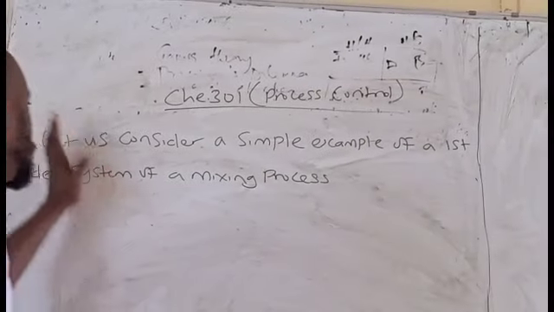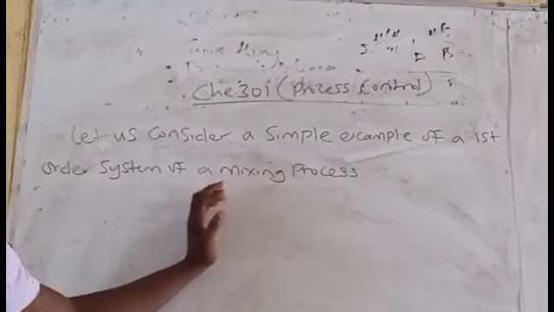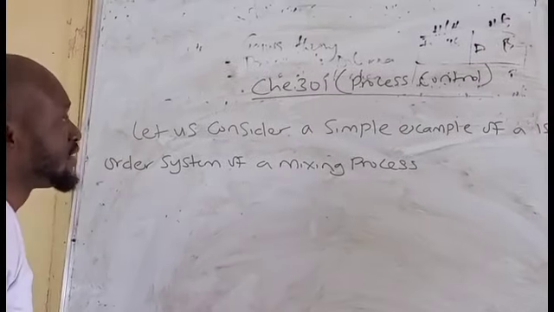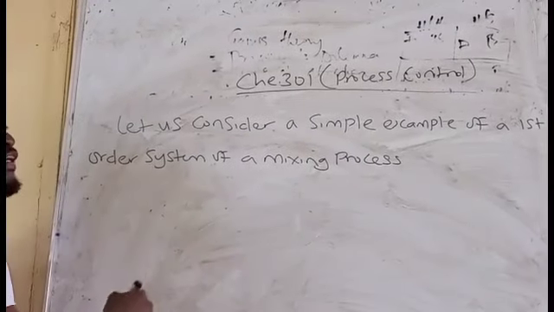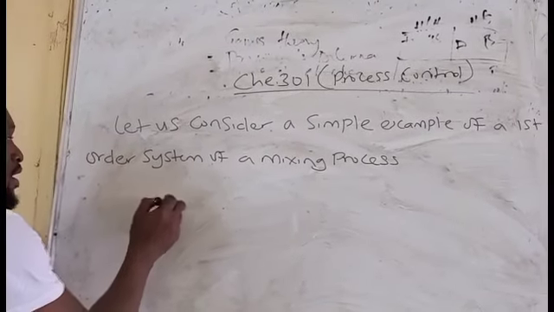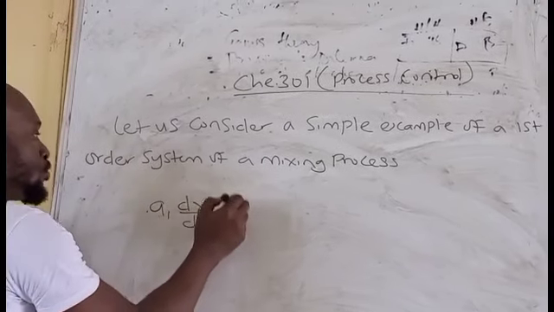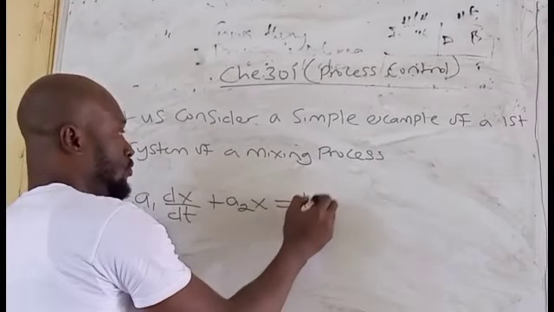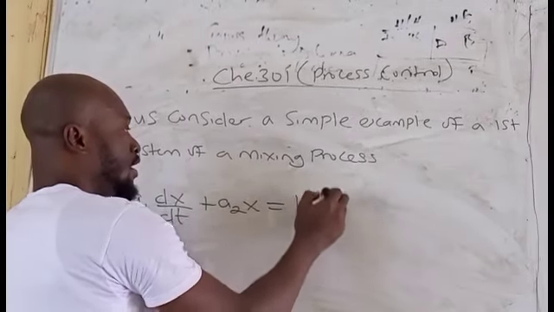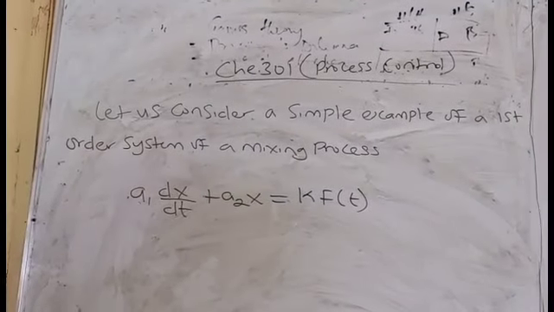So I'm here to make a derivation, first order system of a mixing process. And when you are doing that, the derivation will come in such a way that the equation must come in this form: a1 dx over dt plus a2x equal to a function of t. So you are having a k multiplied by a function of t.